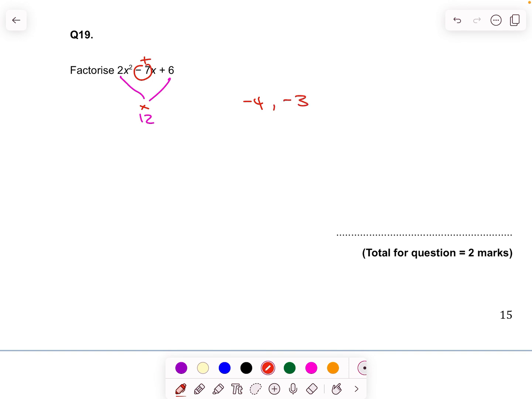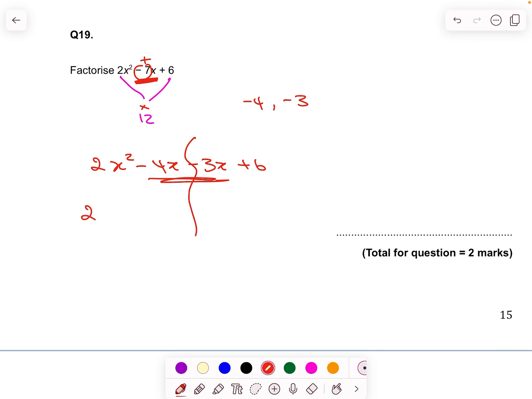Okay, so then I rewrite it. So 2x squared minus 4x minus 3x plus 6. So all I've done is split the minus 7x into these two numbers. Squiggly line, and I factorise each side.